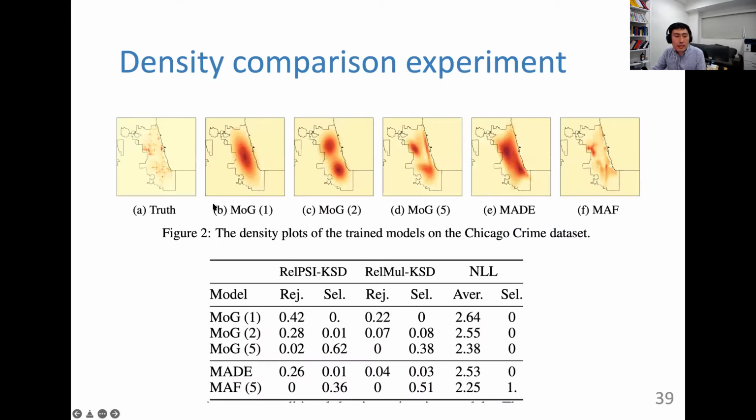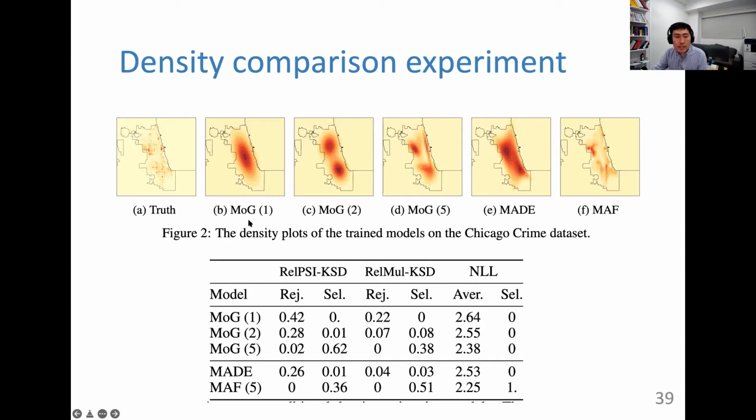Okay, so this is the results of the density comparison experiments. So this is the truth data set. We have several other models, and then this is the results. As I said, if the data is not rejected, it tends to be a good model. So this is the results after the 100 runs.